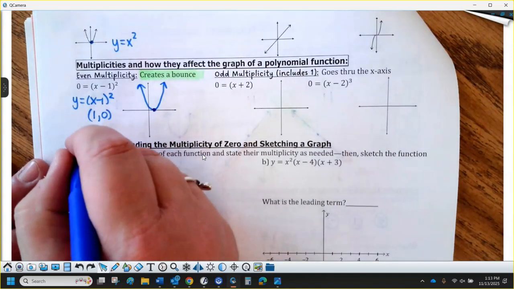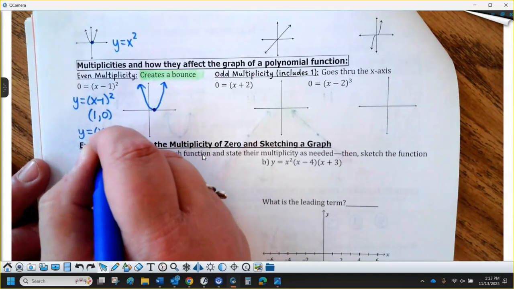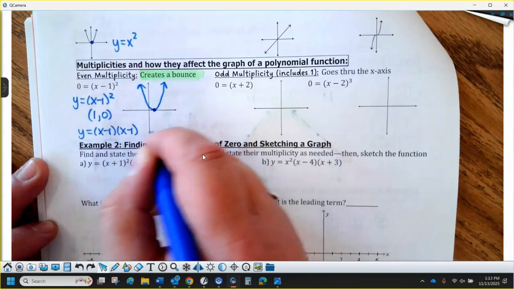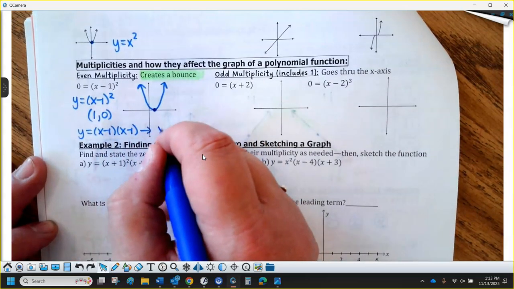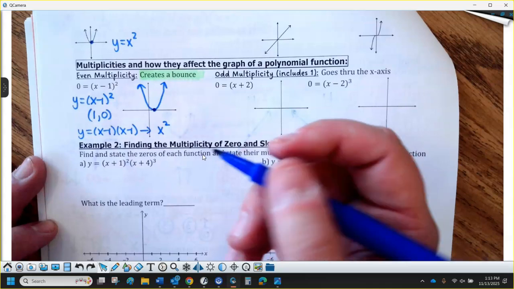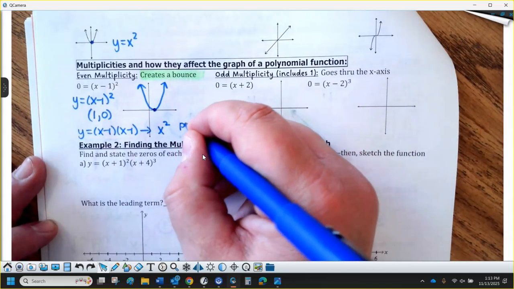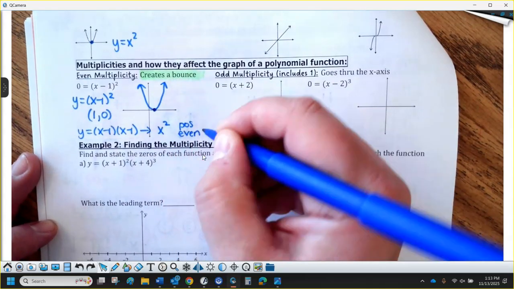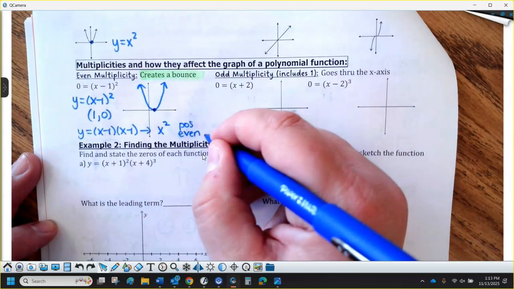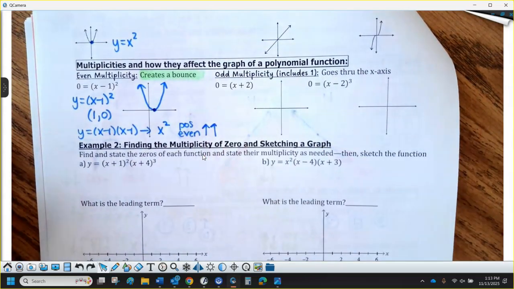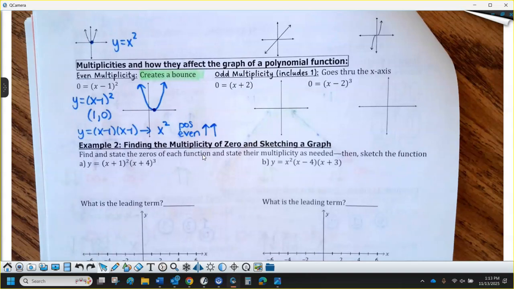If you think about the leading coefficient here, we'd have x minus 1 times x minus 1. So x squared would be the leading term, which would be positive and even. But if I only have the 1, 0, both ends have to go up. That's what creates that bounce. It can't go through the x-axis and have other information there because of the end behavior. Both ends have to go up, and both ends do go up.